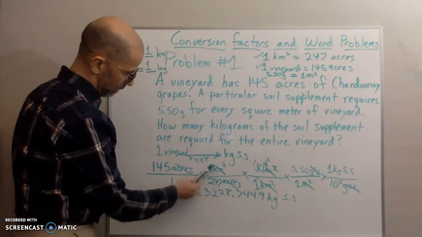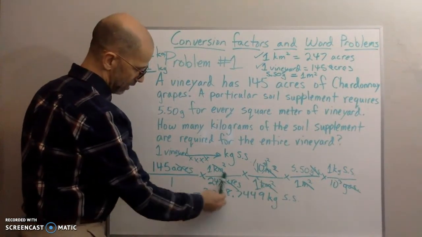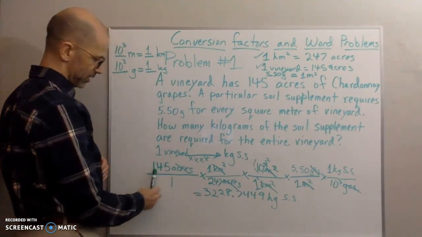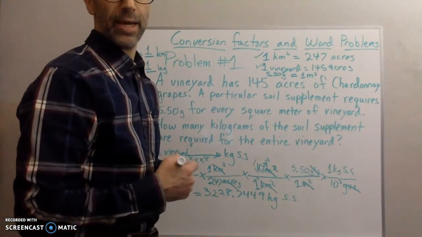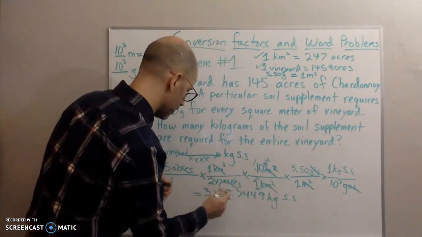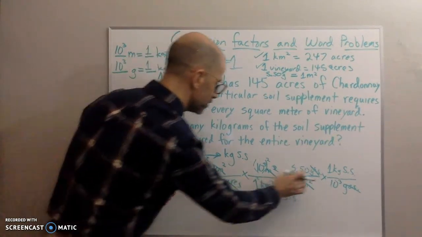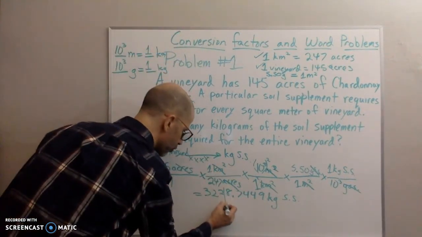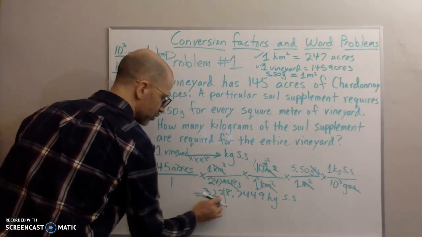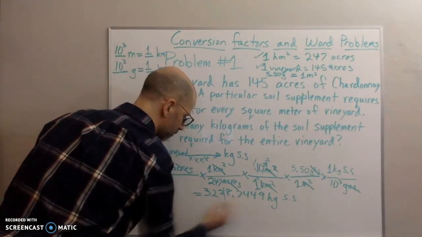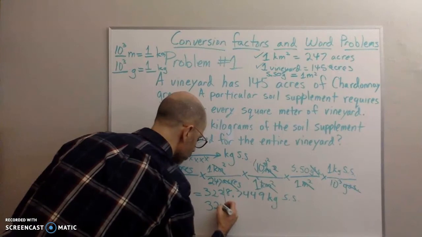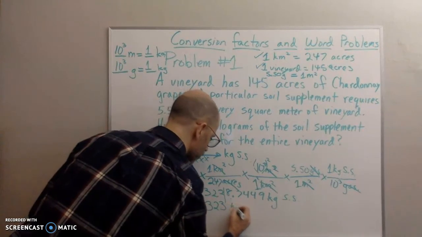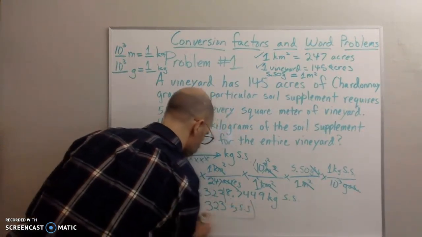And this is a measure. Acres is not a metric unit, so that's not exact. So we look at our sig figs, and the sig figs here are 3, 3, 3, so our answer should be in 3 sig figs. So we cut it off at 3, 2, 2, and then we drop the rest. There's an 8 there, so it's got to round up, so our answer is going to be 3,230 kilograms of soil supplement.